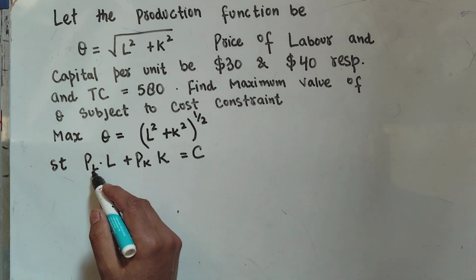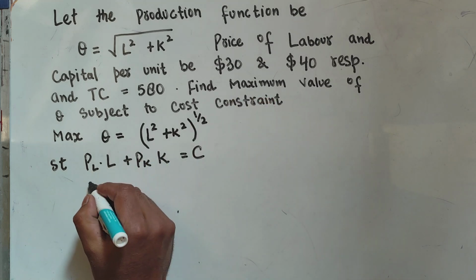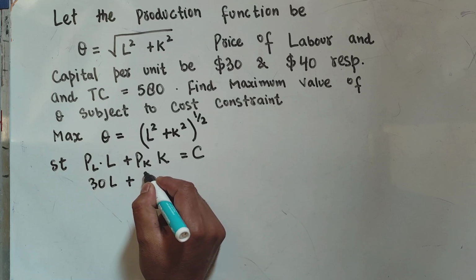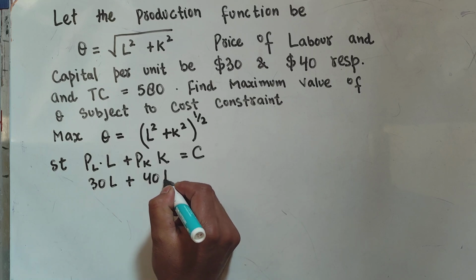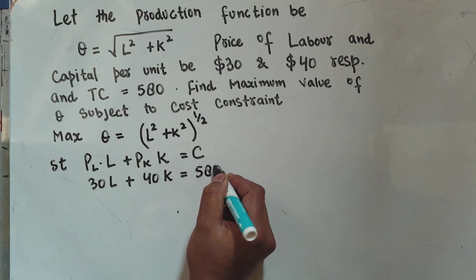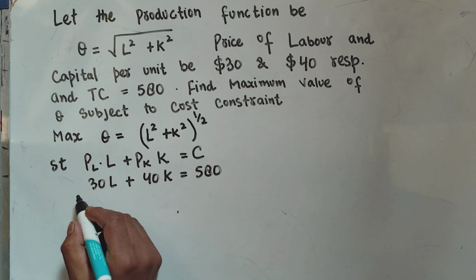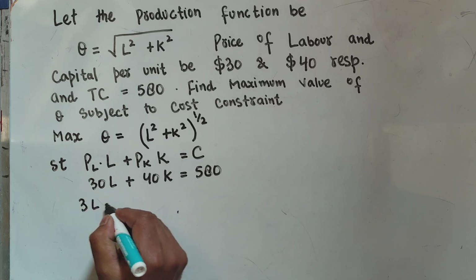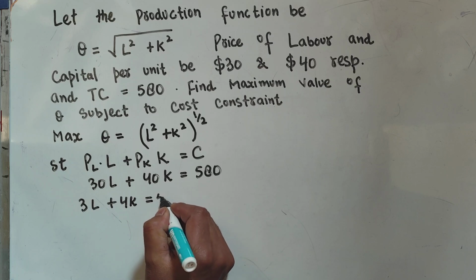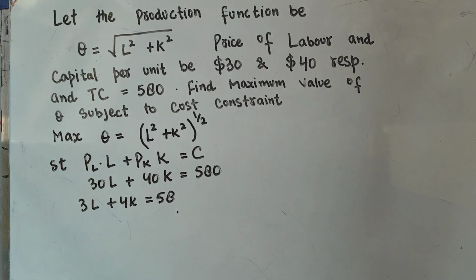Specifically here, price of labor is $30, so we can write 30L plus price of capital is 40 times K, and total cost is 580. Simplifying further, dividing both sides by 10, we will get 3L plus 4K is equal to 58. Okay, so this is our question.